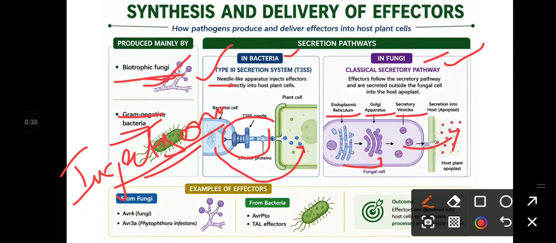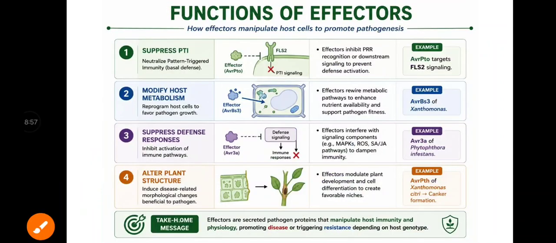Then examples of effectors produced by bacteria and fungi. So examples of fungi producing effectors are AVR4, AVR3A. Then bacterial effectors are AVR-PTO, TAL effector. These things we have already discussed. So ultimately, the final function of effectors: how the effectors manipulate the host to promote the pathogenesis.